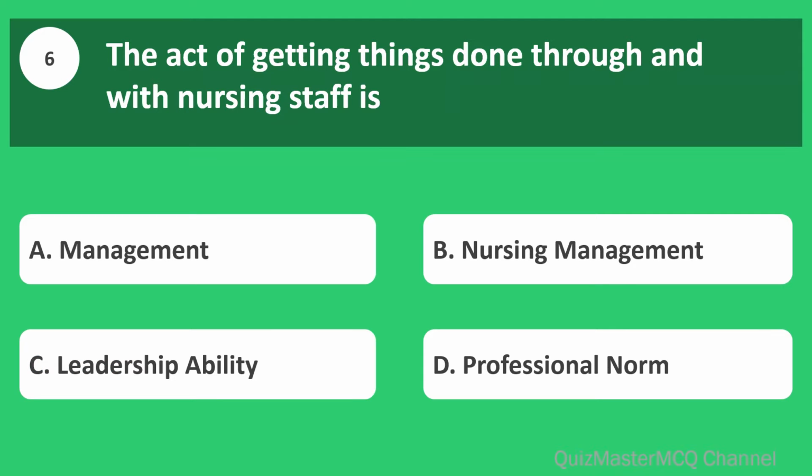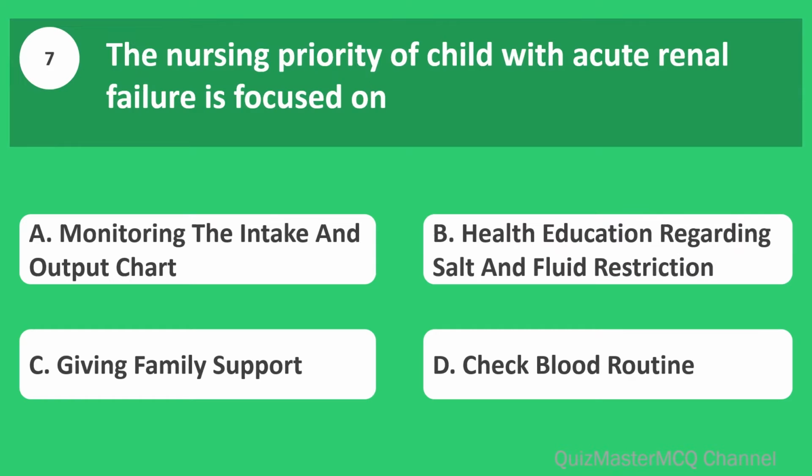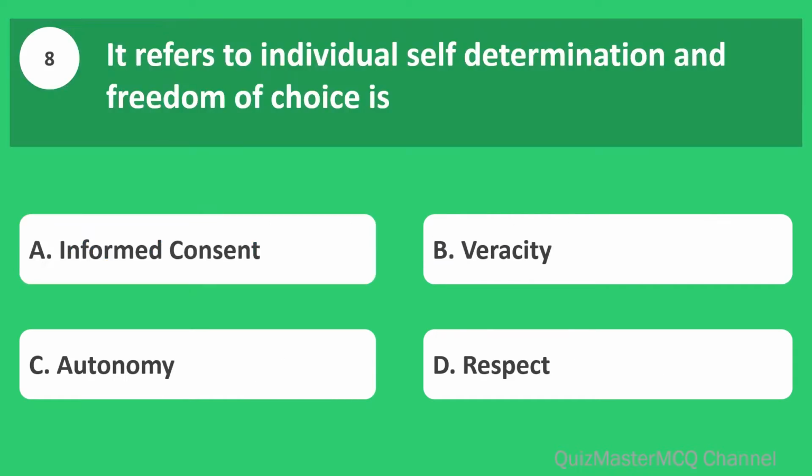The act of getting things done through and with nursing staff is nursing management. The nursing priority of child with acute renal failure is focused on monitoring the intake and output chart. It refers to individual self-determination and freedom of choice is autonomy.